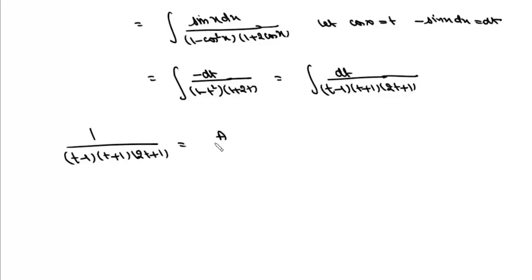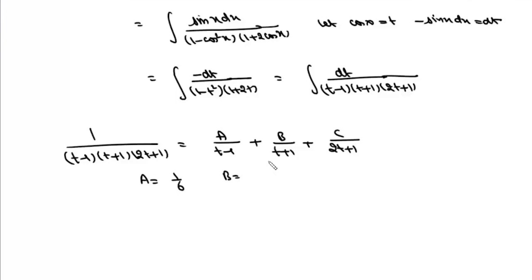So it will be a upon t minus 1, b upon t plus 1 and c upon 2t plus 1. Now we need to find the value of a, b and c. Now if we put t as 1, it will be 1 by 2 and 1 by 3. So value of a is 1 by 6.